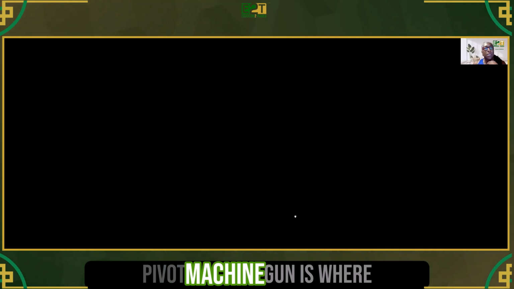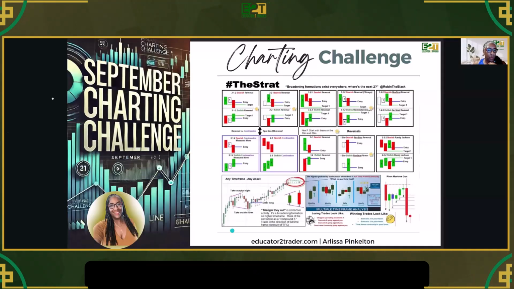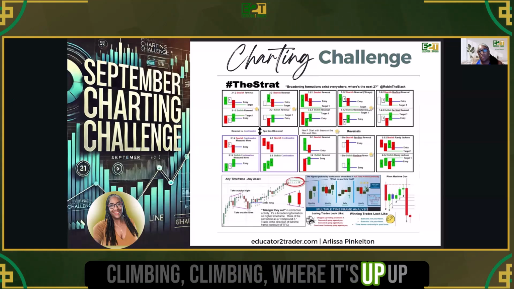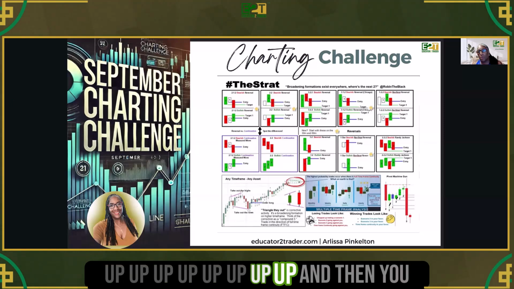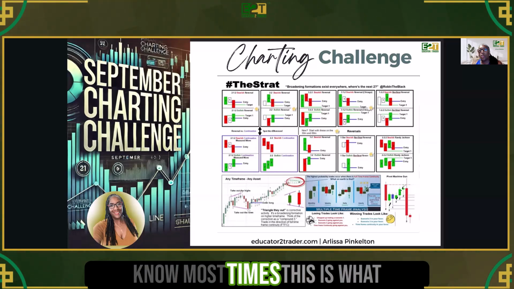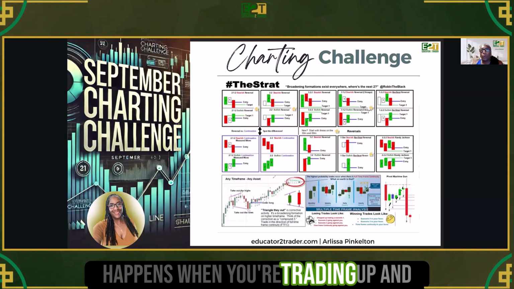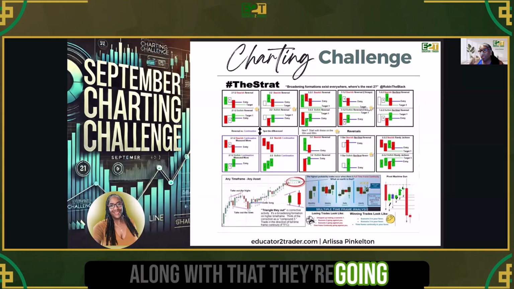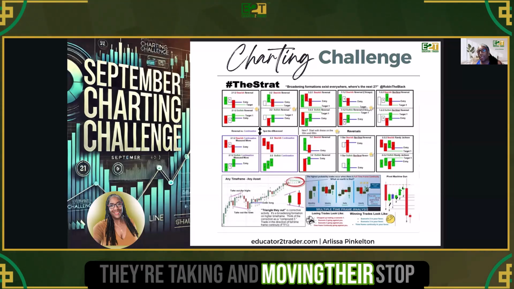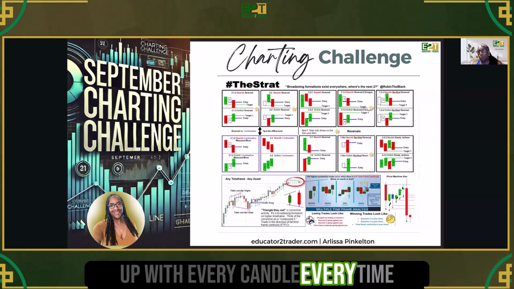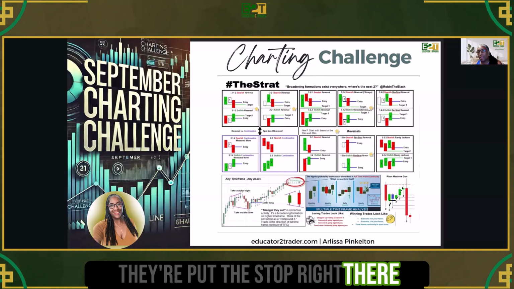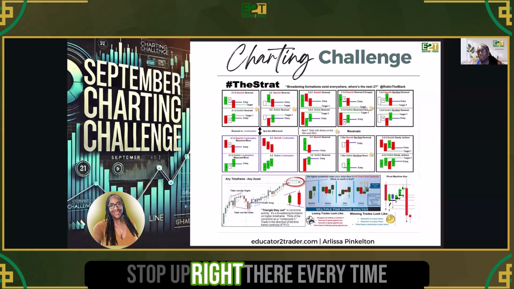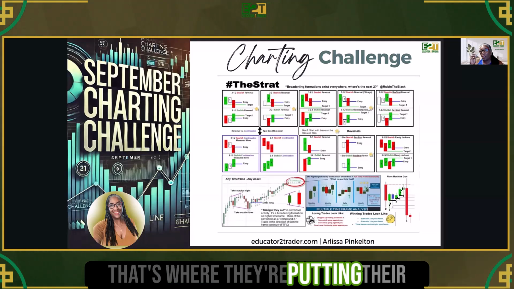Pivot machine gun is where price has done its climbing, up and up. And then, most times, this is what happens when you're trading up and up and up. People who are trading along with that are moving their stop up with every candle. Every time, they put the stop right there, then they take the stop up, then they take the stop up. Right? Every time, that's where they're putting their stop losses.